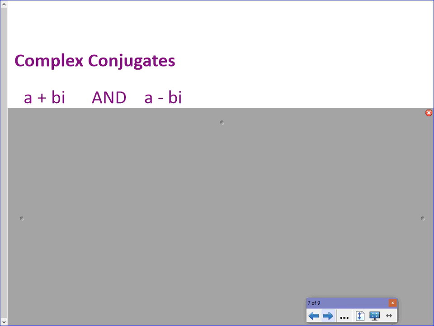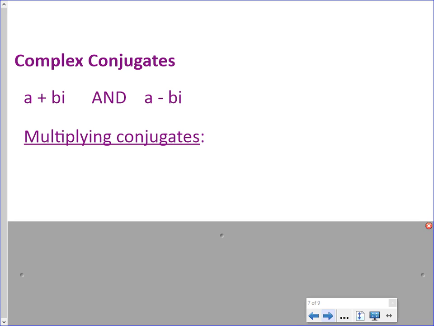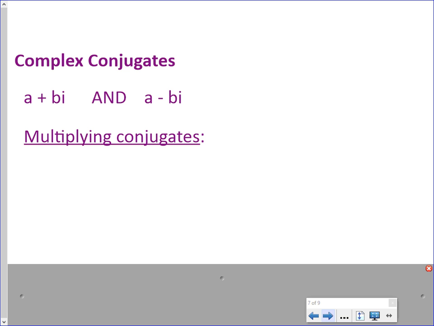Conjugates in math are two binomials that have the same first and last terms, but they differ by signs in the middle. So complex conjugates, if you have a plus bi, then a minus bi is its conjugate. Don't change the sign of the real part, only change the sign of the imaginary part. Now, you're going to see when you do some of your examples, when you get to division, it tells you to multiply by the complex conjugate. So I'm just going to show you, in general, what should always happen when you multiply complex conjugates.